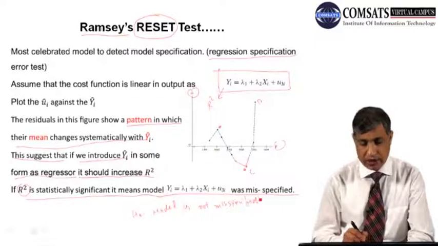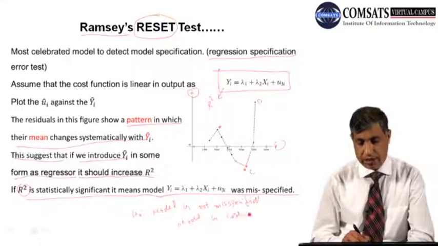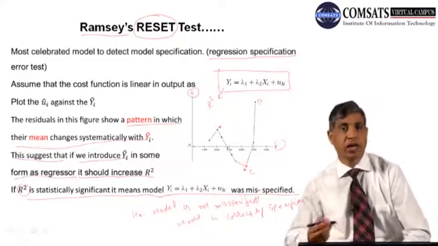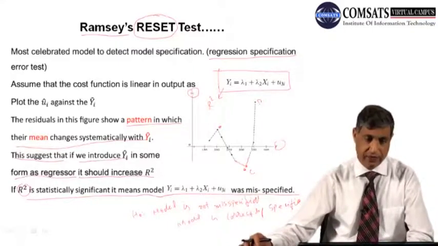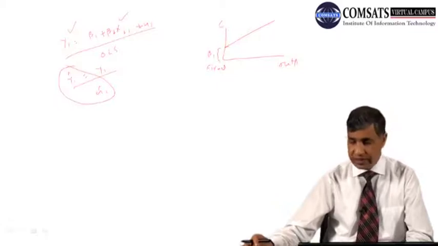Or in other words, you can say in a simple way, the model is correctly specified. This is the null hypothesis, and as you reject it, there will be a problem, and most of the time we reject this. So what is this?